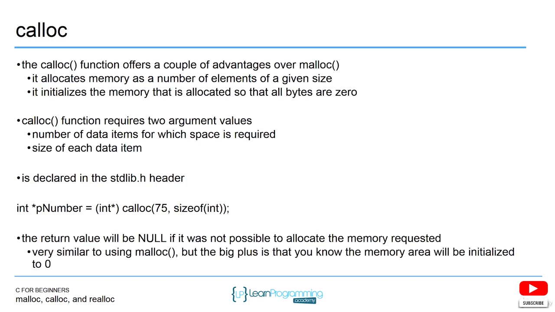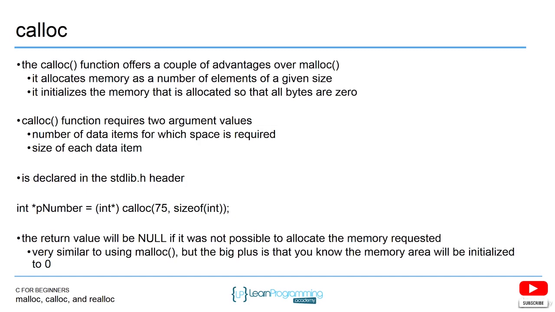The return value could be null if it's not able to allocate that memory, in which case you should abort. But it's very similar to using malloc, except the big plus is this initialization. All of the ints are initialized to 0, and that's a really big deal, a big advantage. It's also a little bit easier to use with the 2 parameters.